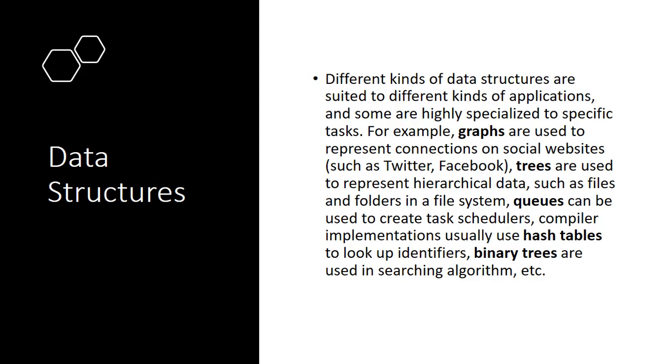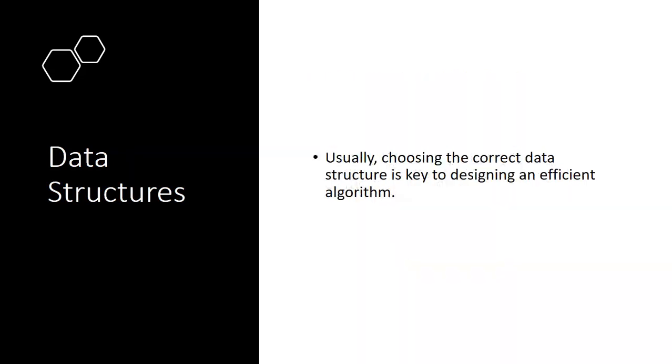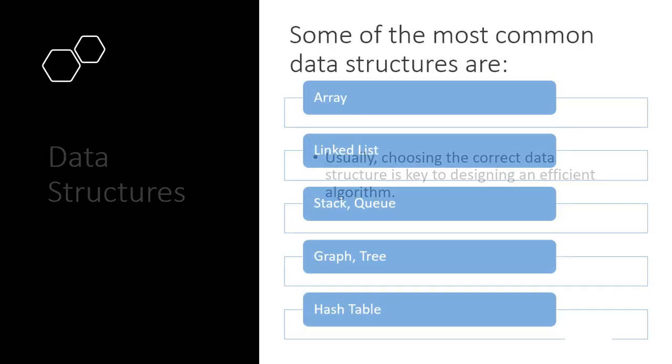Trees are used to represent hierarchical data such as files and folders in a file system. Queues can be used to create a task scheduler. Compiler implementations usually use hash tables to look up identifiers. Binary trees are used in searching algorithms, etc. Usually, choosing the correct data structure is key to designing an efficient algorithm.